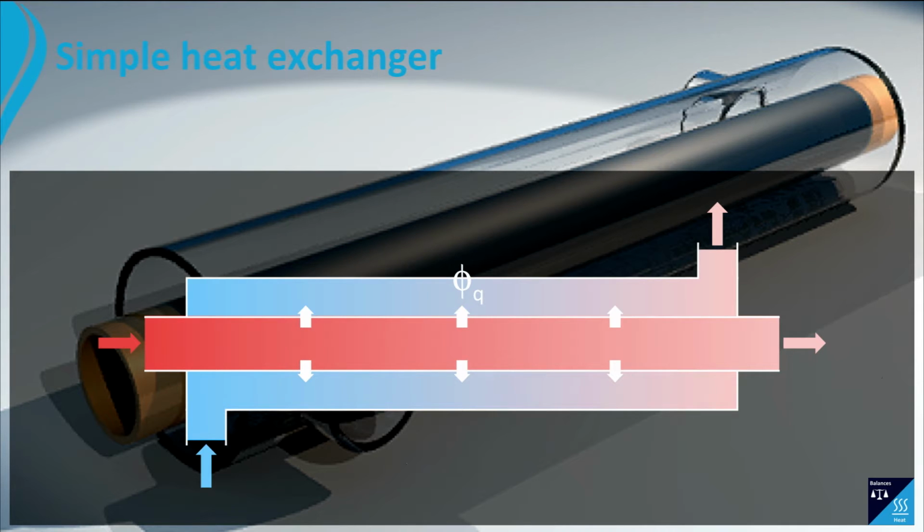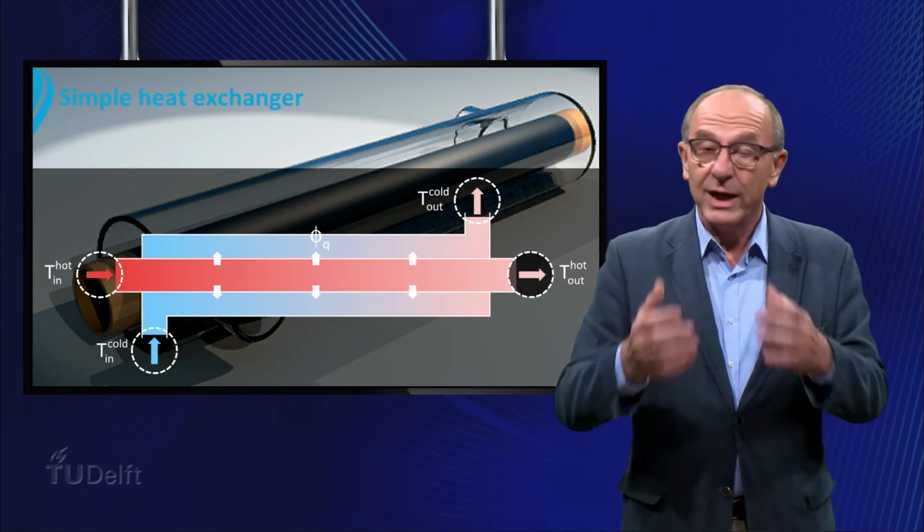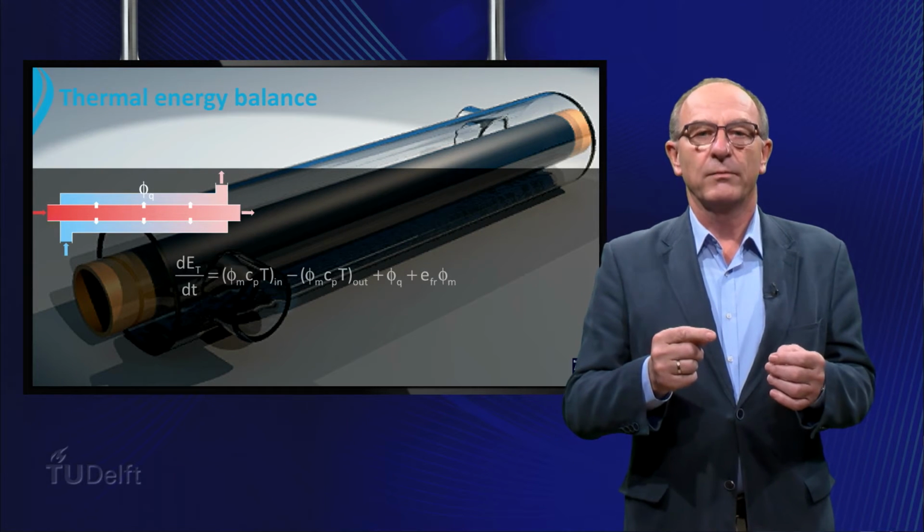If we know three temperatures, for example the inlet temperature of the hot and the cold fluid, and the outlet temperature of the cooling fluid, we can calculate the temperature of the hot fluid. How can we obtain the outlet temperature? Any idea? Think about the thermal energy balance discussed earlier.